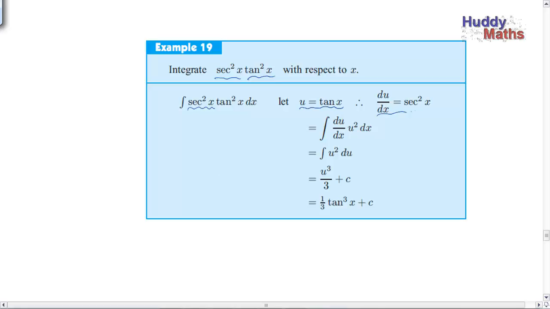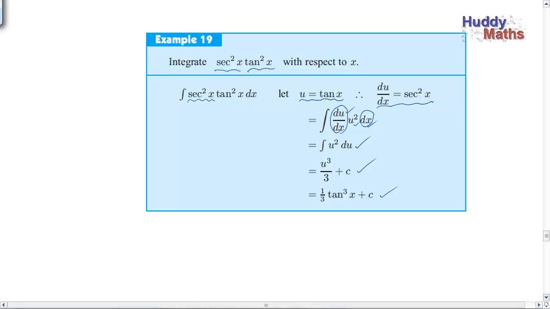Write down the derivative carefully and then set the integral up as du by dx u squared dx, because that's the order in which it was placed. Because you've got the derivative of u with respect to x, you can just integrate the u squared as if u is the variable. That's what that's saying. And then do it. Okay.